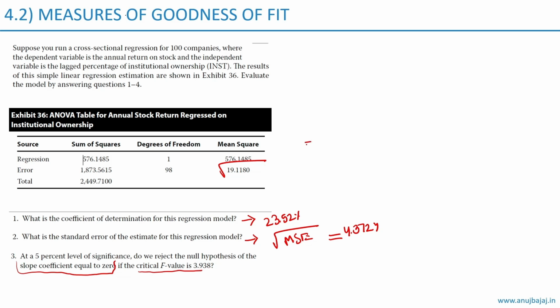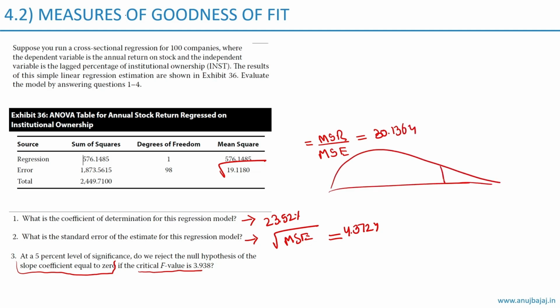So the F statistic equals the mean squared regression divided by the mean squared error. So the F statistic that we get is 30.1364. So this is the F distribution and this is the critical value 3.938. The F statistic lies far beyond this critical value. So we reject the null hypothesis and conclude that the population slope coefficient is significantly different than 0.